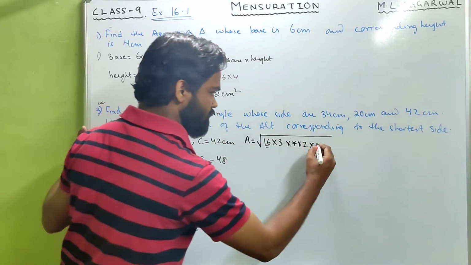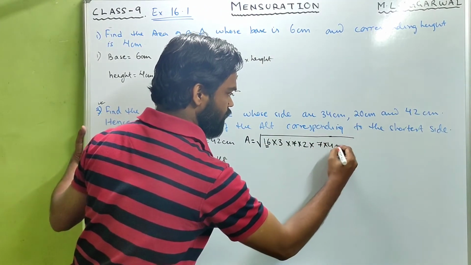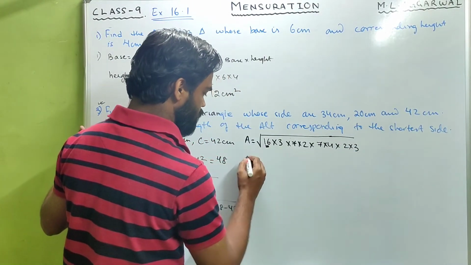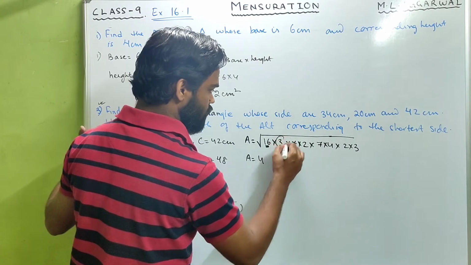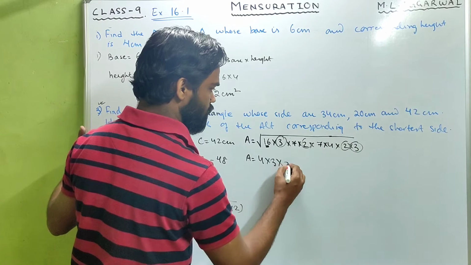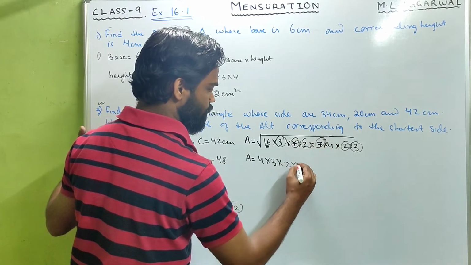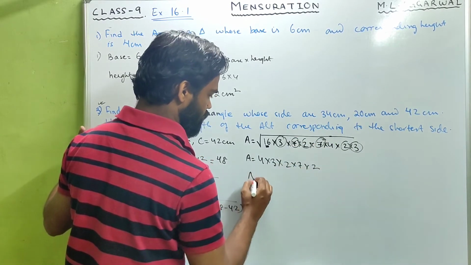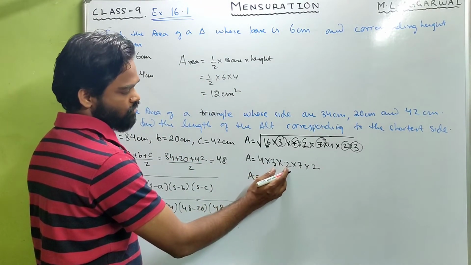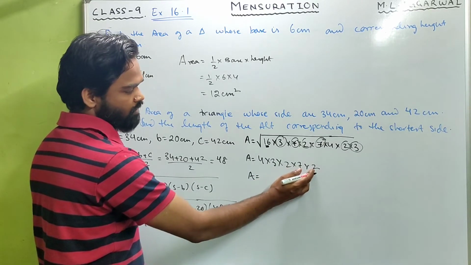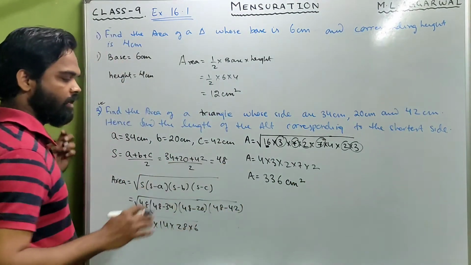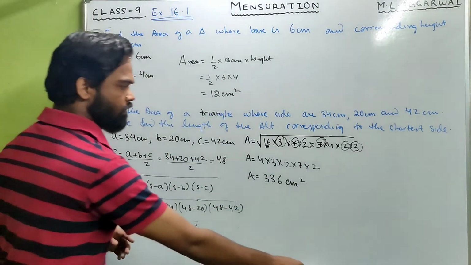28. Again 7 into 4. Isn't it? 6 is 2 multiplied by 3. So 16, the root is 4. 3 comes out, 2 comes out, 7 comes out, and the root of 4 is 2. So you multiply this, okay, 4 3s are 12, this is 24, 48 into 7, 336, so that's 336 centimeter square. Done. We got the area, okay.